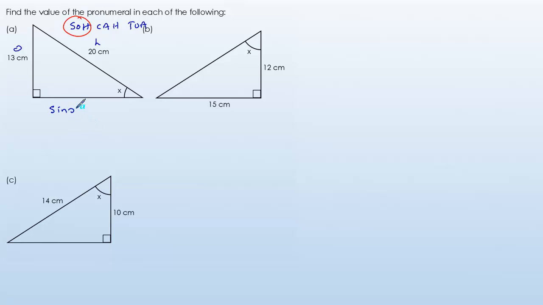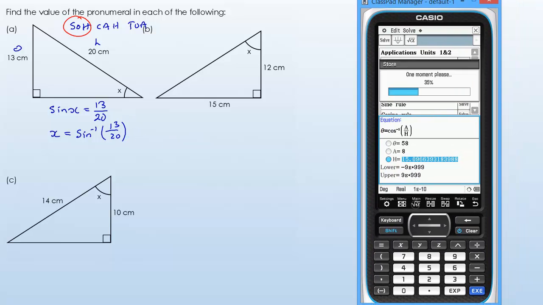The sine of the angle, which in this case is x, is equal to the length of the opposite divided by the length of the hypotenuse. Now when you're finding an angle, I want you to always write down this next line. x is inverse sine, which you write like this, of 13 over 20. And that tells you exactly what to type in to the calculator.